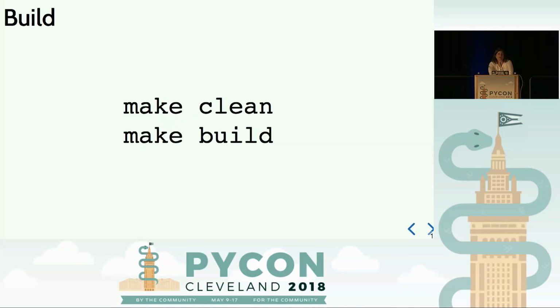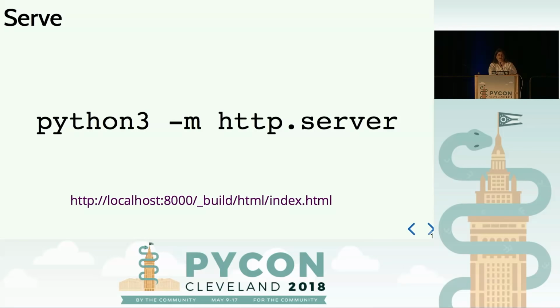To build your docs, I typically run make clean, which kind of gives you a clean slate. It gets rid of anything that was built before. And then I run make build, and that will build HTML docs. And then the natural next step is to serve the docs locally on your computer, starting up a Python web server in Python 3. And if you're doing docs, I highly, highly encourage you to use Python 3. It doesn't even matter if the underlying project is in Python 2. It is best to use Python 3 for documentation and use a recent version of Sphinx. And then you just navigate to that URL at the bottom.